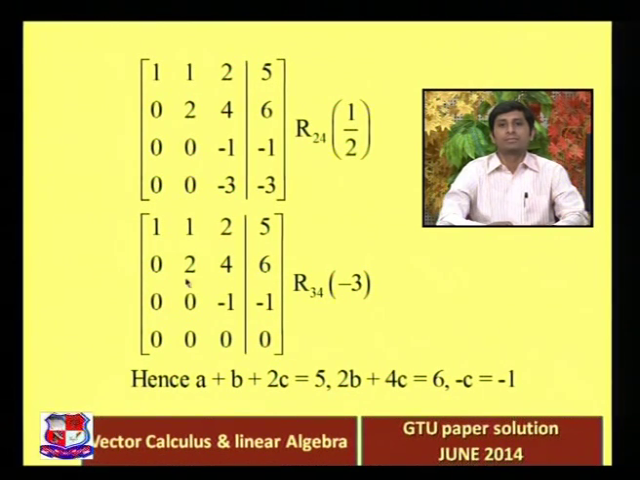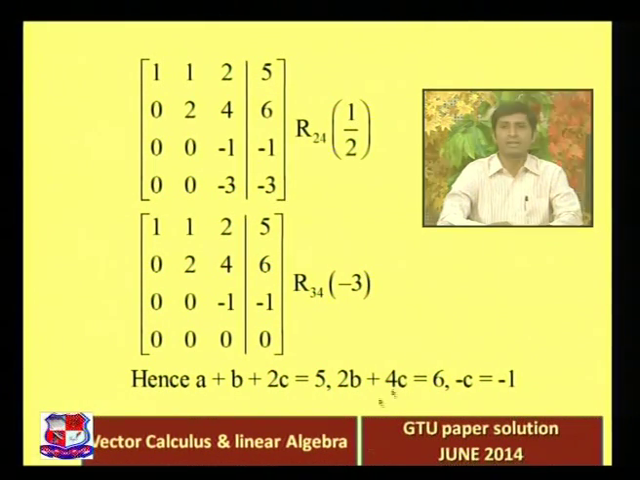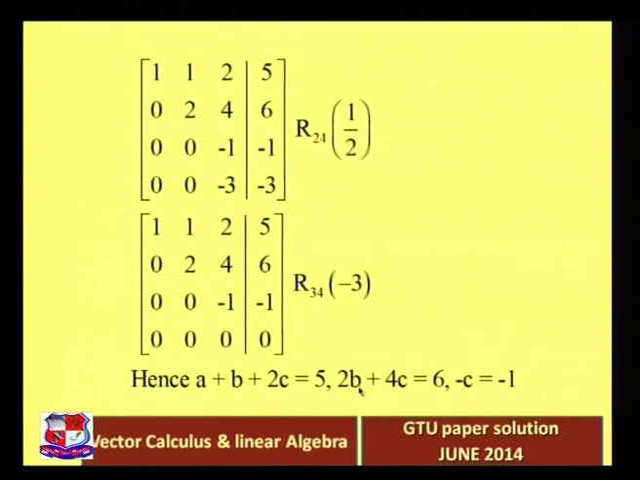So a plus b plus 2c is equal to 5. The first row gives a plus b plus 2c is equal to 5. The second row is 2b plus 4c is equal to 6. And from the third row we have minus c is equal to minus 1. So clearly c is equal to 1. When we put the value of c equal to 1 in the second equation, you will get 2b is equal to 6 minus 4, that is 2. So b is also 1.